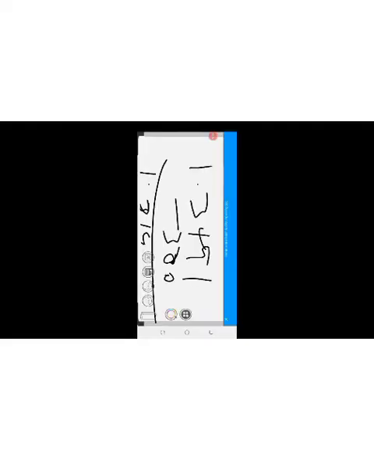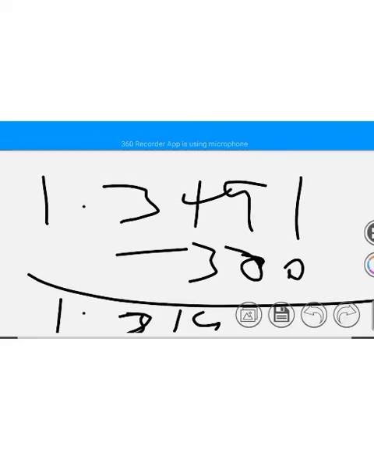So that is our answer. 1.3191. Sorry, I can't write something at the down. So it gives us 1.3191. So that is how we calculate a sell trade.